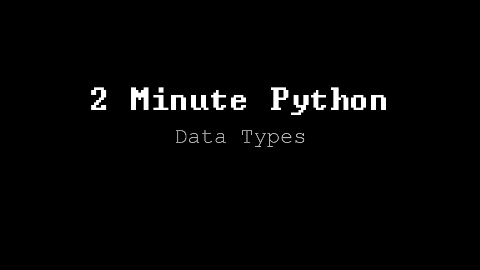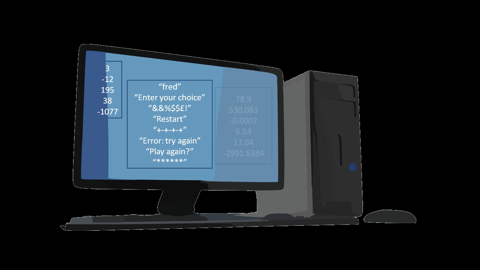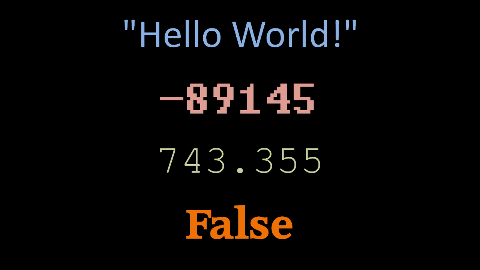2-Minute Python data types. When your computer stores information, it records what type it is so that it knows what it can do with it. There are 4 main data types in Python, and they are called strings, integers, floats, and booleans. We'll look at each in turn.